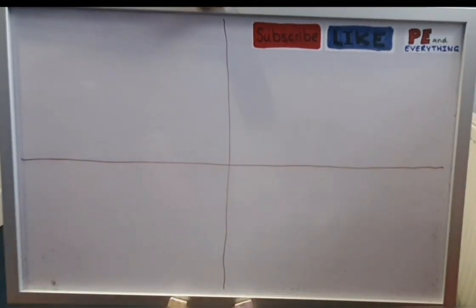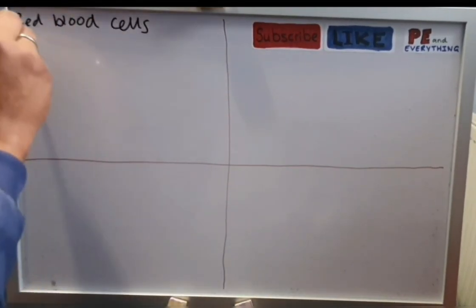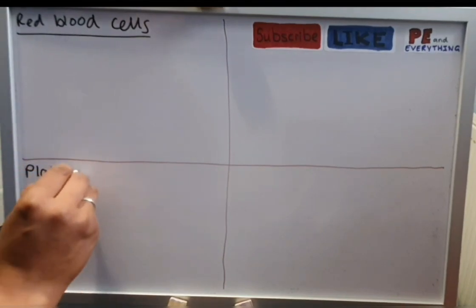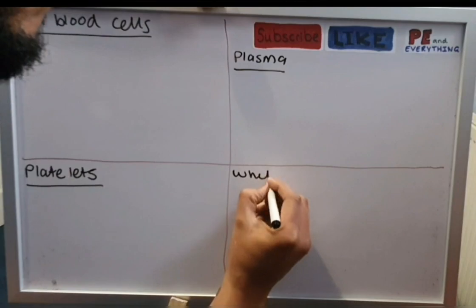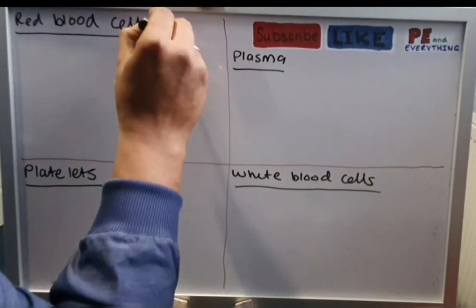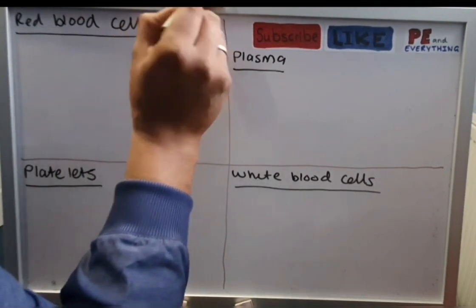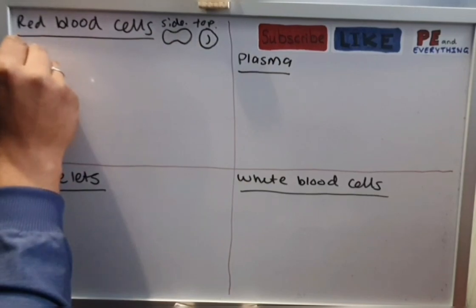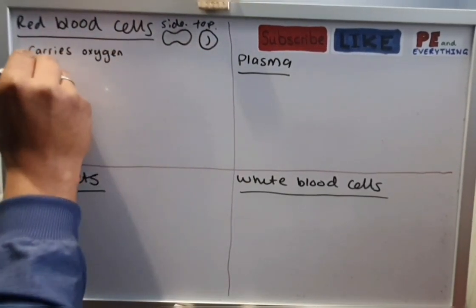Moving on. So let's separate this board into 4 sections. Okay, so we have red blood cells, platelets, plasma, and white blood cells. These are the 4. Firstly, red blood cells. Just drawing you a quick illustration of what they look like from the side and top view. Now going into it a bit more.